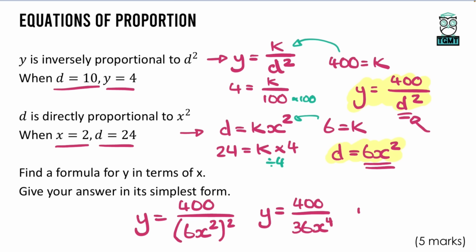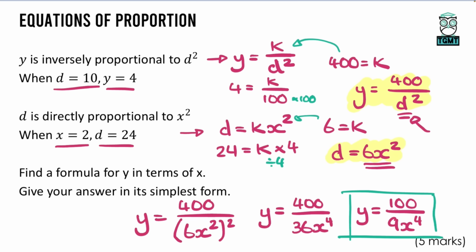I get 100 over 9. So I get y equals 100 over 9x to the power of 4. If there was x's on the top and bottom of both, potentially we could have to cancel off some x's, but that doesn't tend to happen in these types of formulas because k tends to be a number. But if it was a letter, because a letter had been put in here instead, you might have to cancel off some x's or another letter top and bottom as well. But there we go, there is our final answer. Y equals 100 over 9x to the power of 4, and that is inverse and direct proportion.